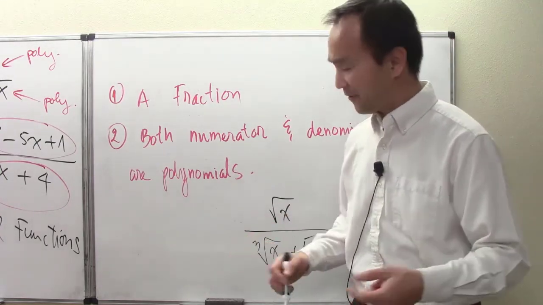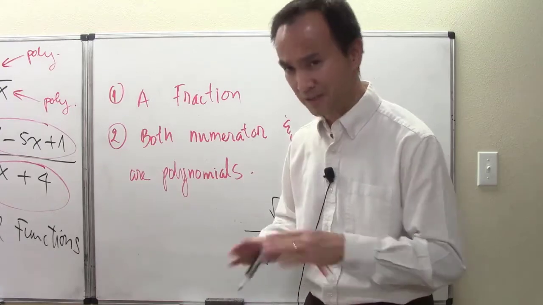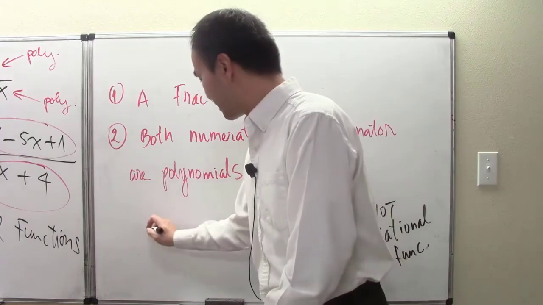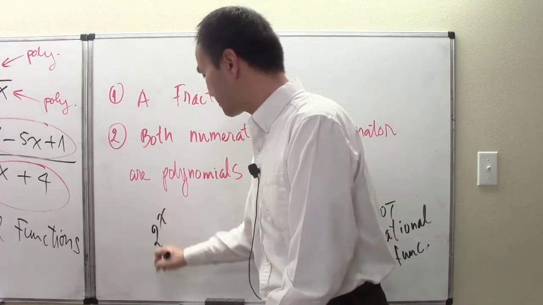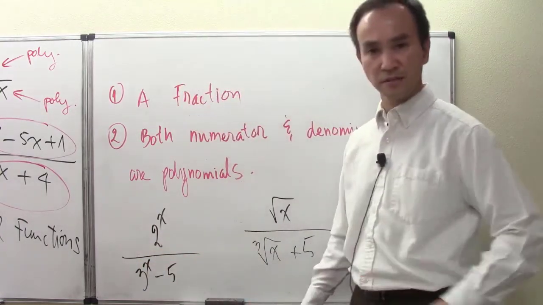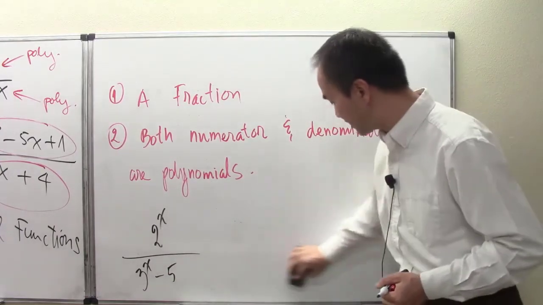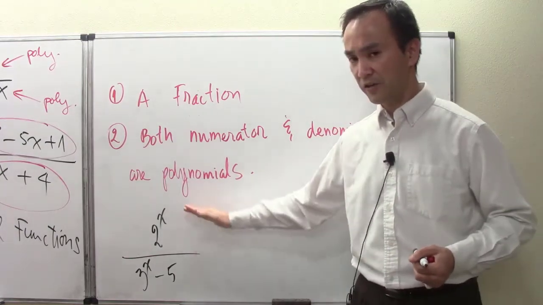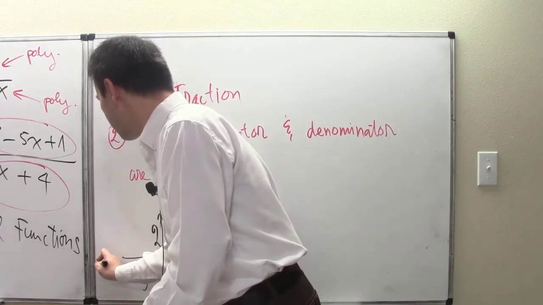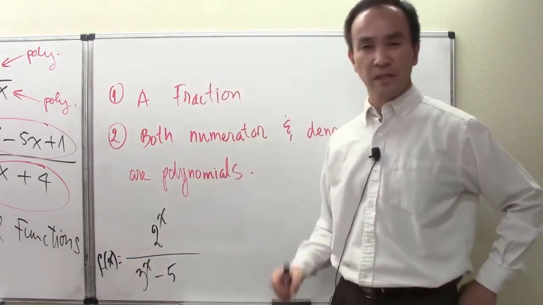We will see this kind of function later on. I'm introducing this a little early, but we will get to that in the later part of the term. But say I have 2 to the x over 3 to the x minus 5. It's another function. Now allow me to erase this earlier quick example. This is a function, and we can name it f of x, or g of x, or h of x, however you want to call it.